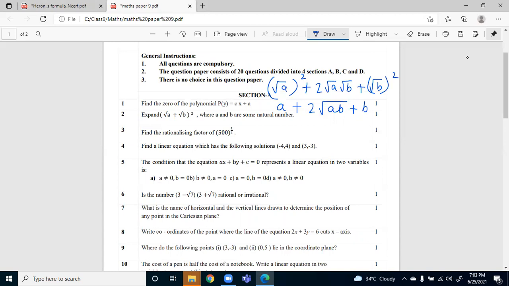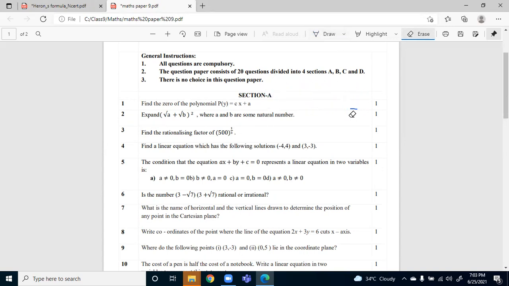Okay. So I have to find the rationalizing factor. So let's write the number first. Okay. So the number is 500 to the power 1 by 3, which means cube root of 500. So let's write the factors of 500 in this question. The factors of 500 are 5, 5 into 10 into 10.